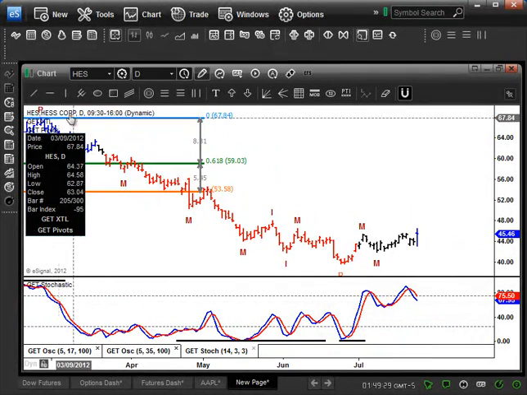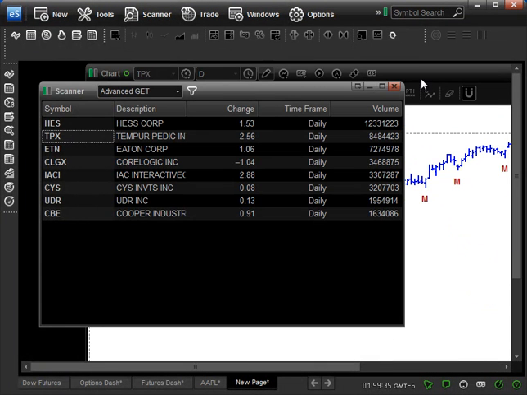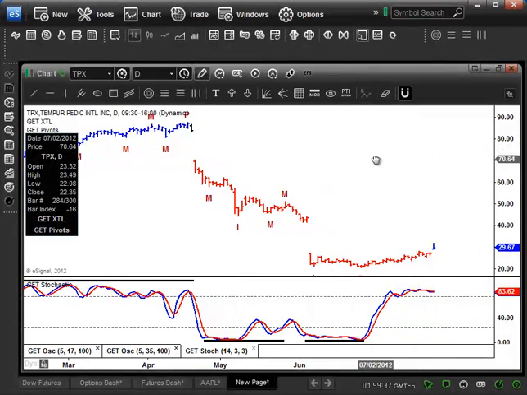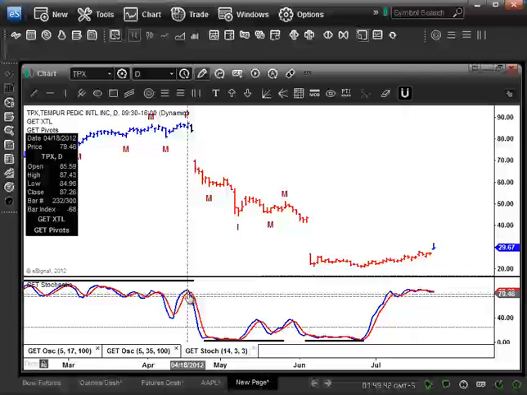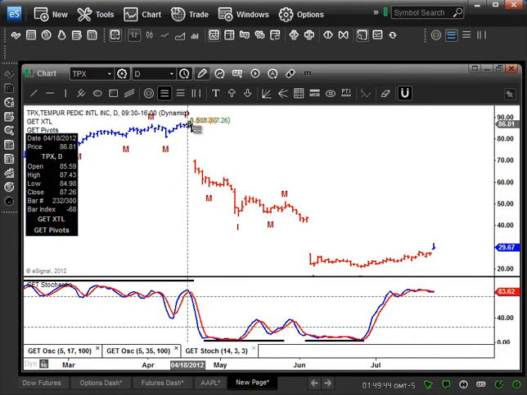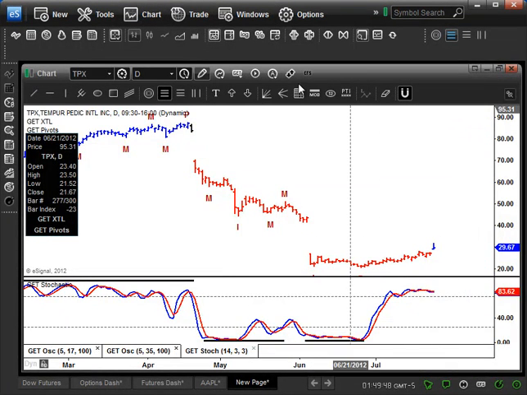This one doesn't quite have it yet. So Hess is not something that I would be interested in. How about TPX, Tempur-Pedic? Here's Tempur-Pedic, same concept, it's a blue bar, but if you go back, here's where we got to draw our retracement from here to here. It hasn't broken 62%. I'm not interested in this one either.